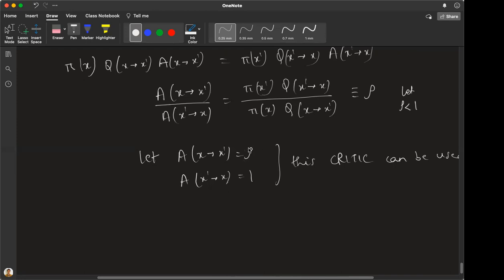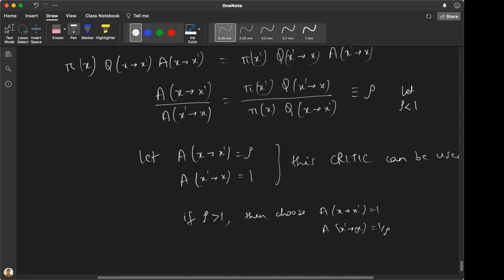So what you will do is take A of x to x prime as 1, and A of x prime to x as 1 upon rho, right? Then that will satisfy. If your rho is greater than 1, then choose A of x to x prime equal to 1 and A of x prime to x equal to 1 upon rho, right? Then these are valid probability numbers.